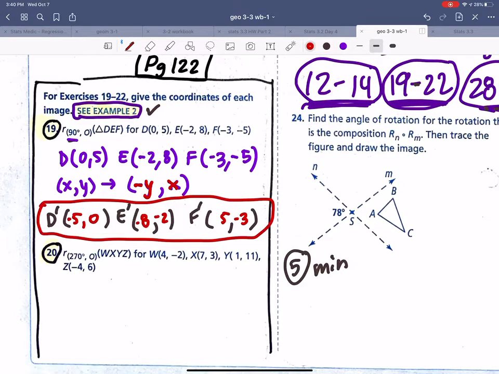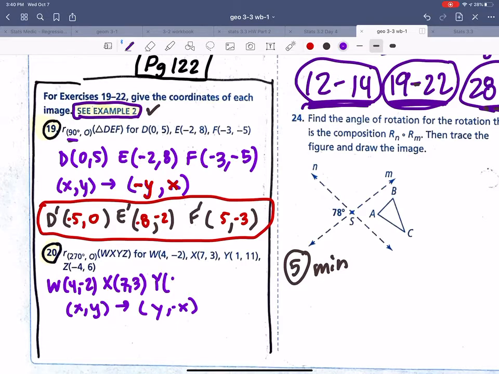270 is switch spots and the x is negative. So let's write that rule. Switch spots, but the x is negative. Okay, so my coordinates are W (-2, 7), X (3, 1), Y (11, -4), Z (-4, 6). So I'm pretty much going to do the same thing.